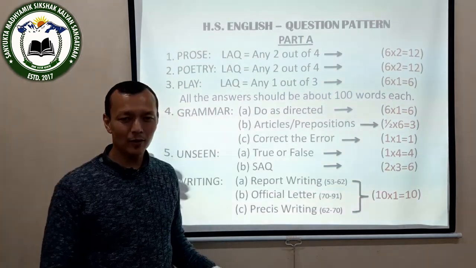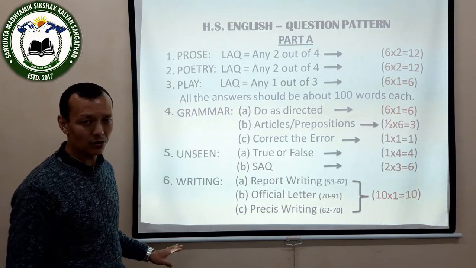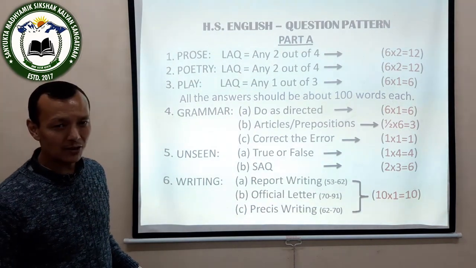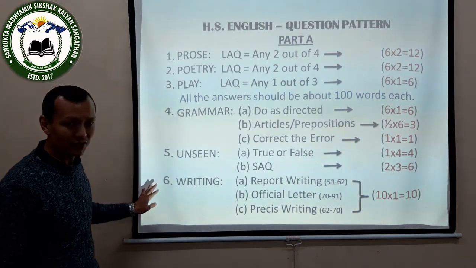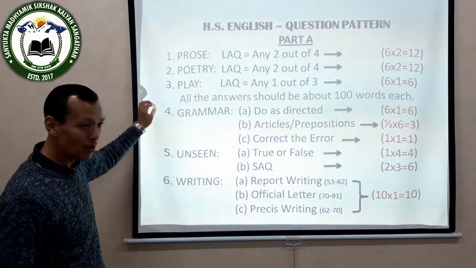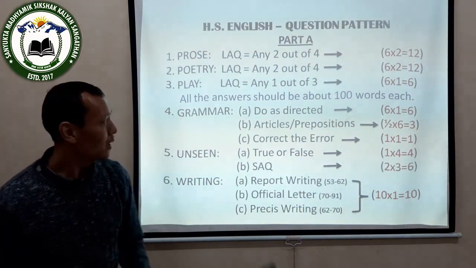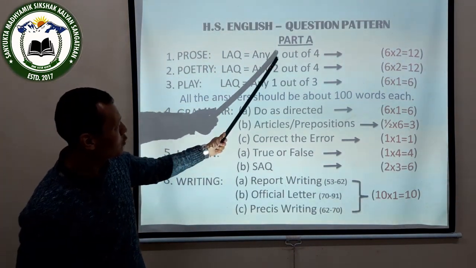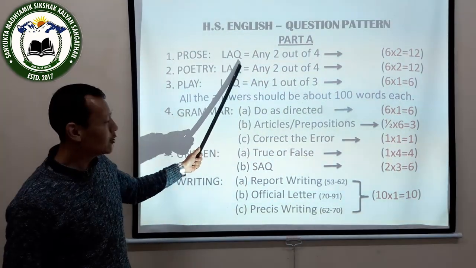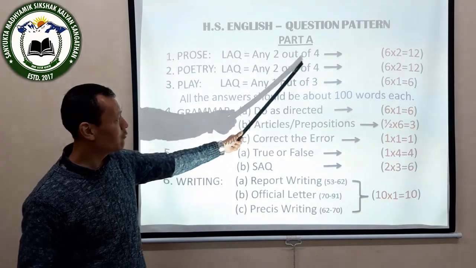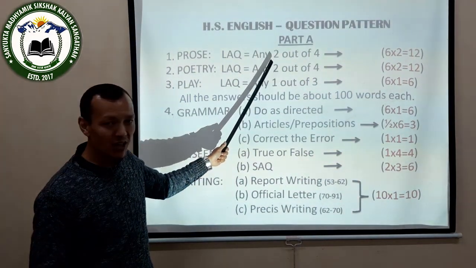I will not go into the details of this, I won't keep explaining; you look. The division of marks is shown here, how many questions to attempt. These are the question numbers 1, 2, 3, 4, 5, 6; the numbering in your question paper will be the same. In number one, we have said any two out of four. That means you will get four questions, LAQ, long answer questions. There will be four questions in the question paper, you have to attempt any two of them.